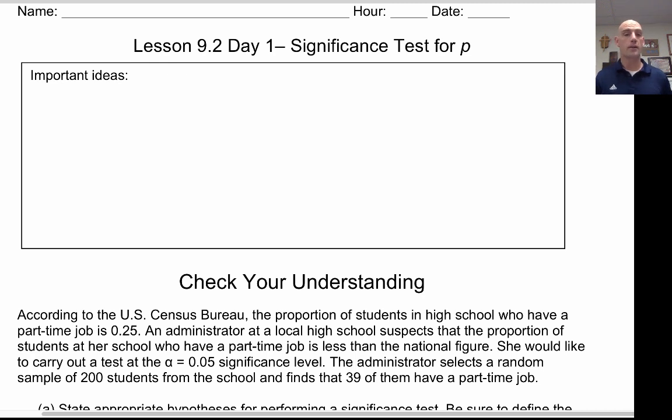Welcome back. Today we're going to talk about lesson 9.2, doing a significance test for P. So what are we doing? We've been doing confidence intervals. We've been talking about does data fall into a certain range.